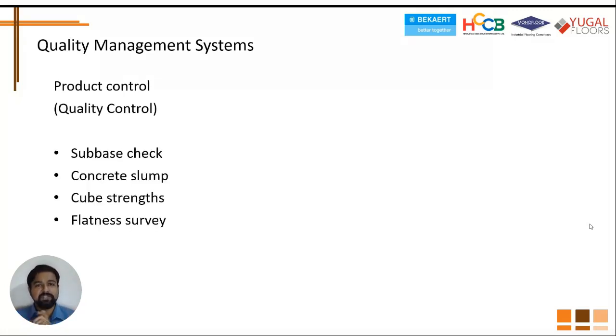Things like sub-base check. After the sub-base has completely been built, if you go back and test using a plate load test, just test the k-value, you can only assess the result, whether it's okay as per your initial assumption or it's not okay. Things like concrete slump, cube strengths, flatness survey, all these are aspects that are very important to measure and to check if we have met the specifications, but it's also important to control the process, which is the second type of quality management system, which is the process control.